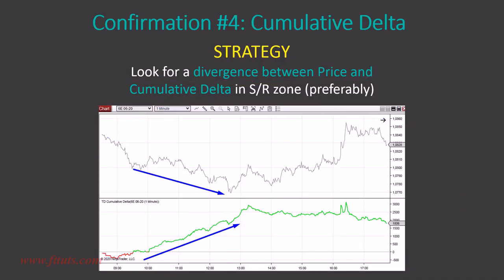What divergence is basically this. The price goes one way, like in here, the price goes downwards, but cumulative delta rises. This means that price is going downwards, but there are more and more aggressive buyers entering the market. So buyers are entering their long positions, but the price still continues going downwards.